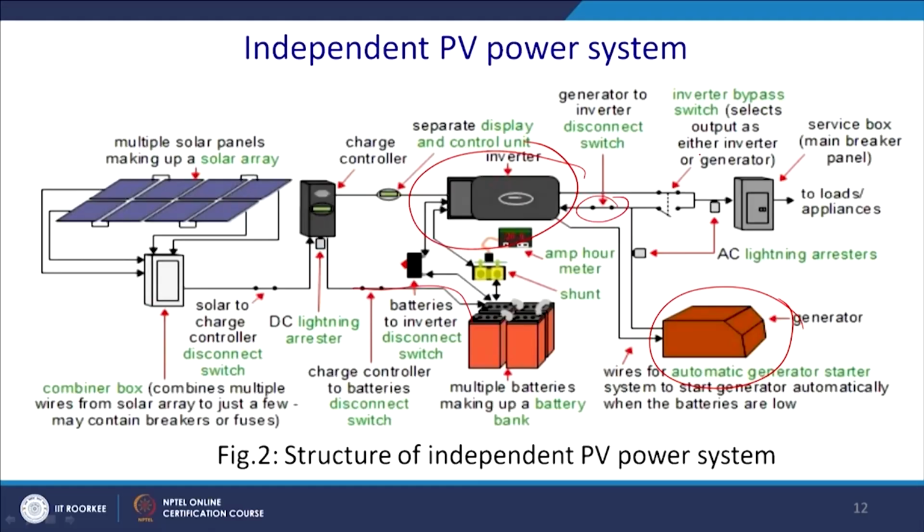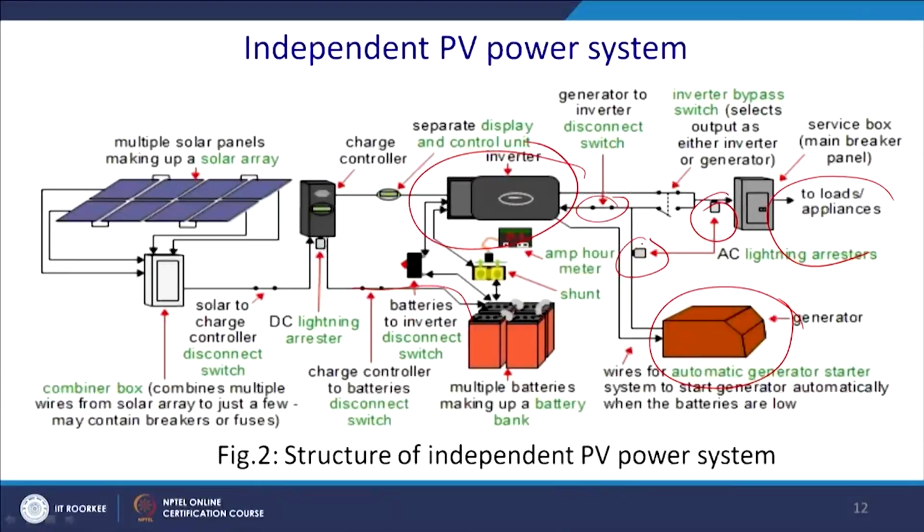If you have a sunny day, then of course it will run from the solar, otherwise it will require to run from the generator, or when it is night time it may run from the battery also. So, storage element, and thereafter to the load and appliances, and you have some protective devices like a lightning arrestor. This is the independent PV system. So, there is no connection with the grid, it is in standalone mode.